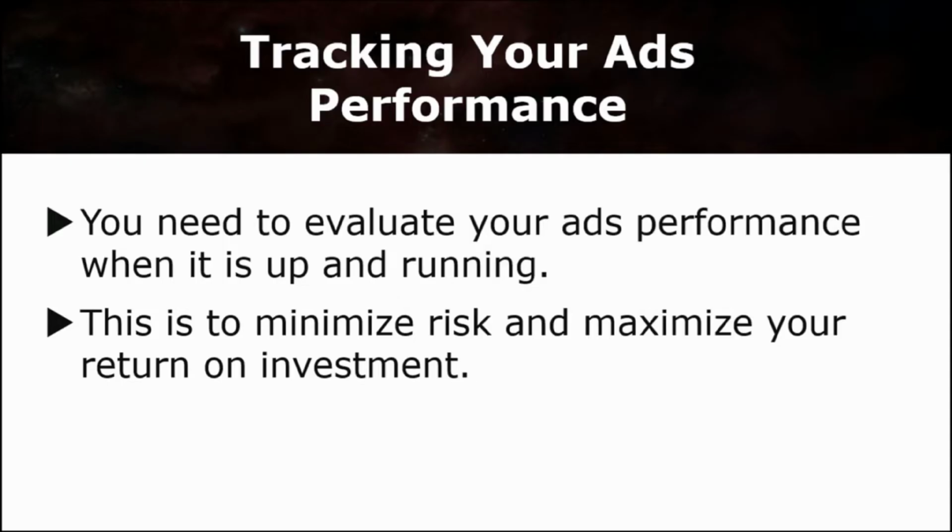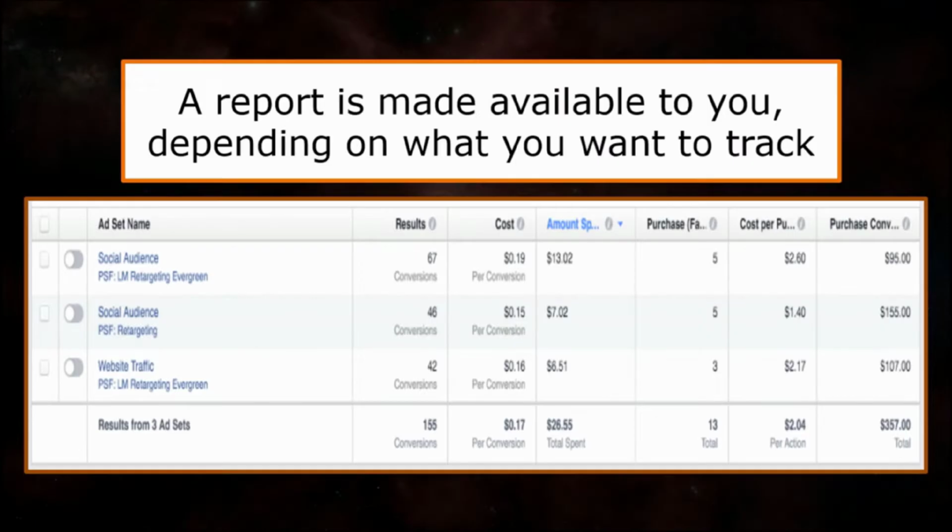When your ads are up and running, it's time for you to track the performance of your ads to ensure you're minimizing the risk and maximizing your return on investment. One way to go about it is by conversion tracking. All you need to do is to go to your Ads Manager, click Campaigns, Ad Sets, or Ads depending on what you want to track.